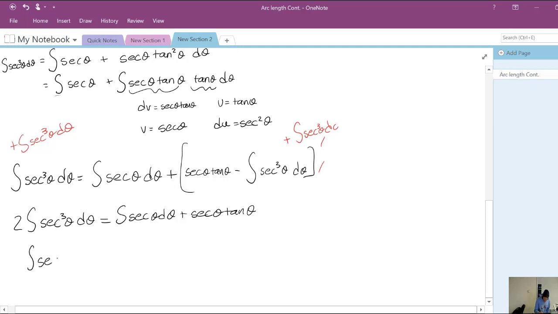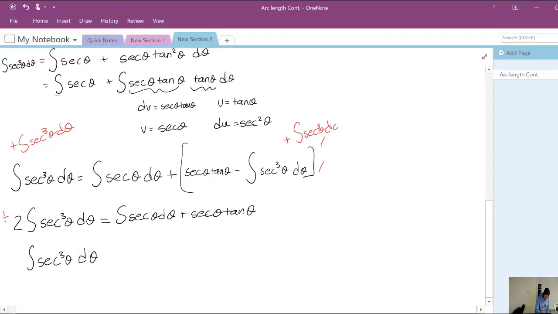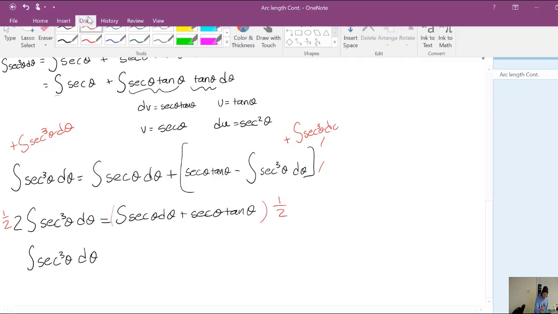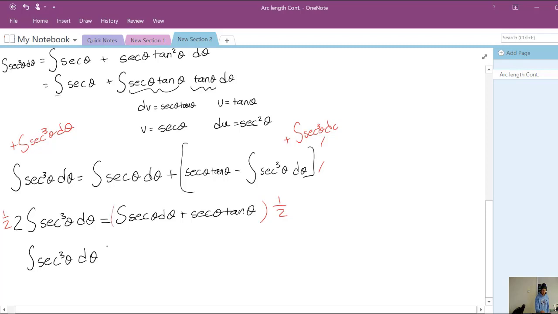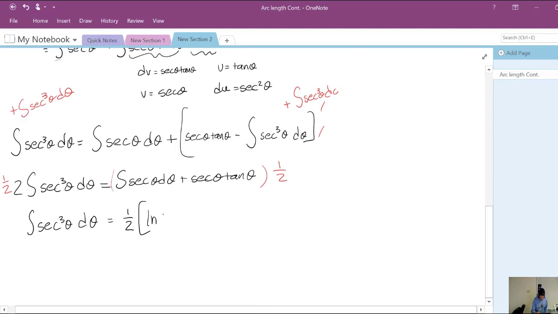And so finally, I can divide both sides by 2, and I get the integral of secant cubed is equal to 1/2. Now, what's the integral of secant all by itself? Right. And then plus.